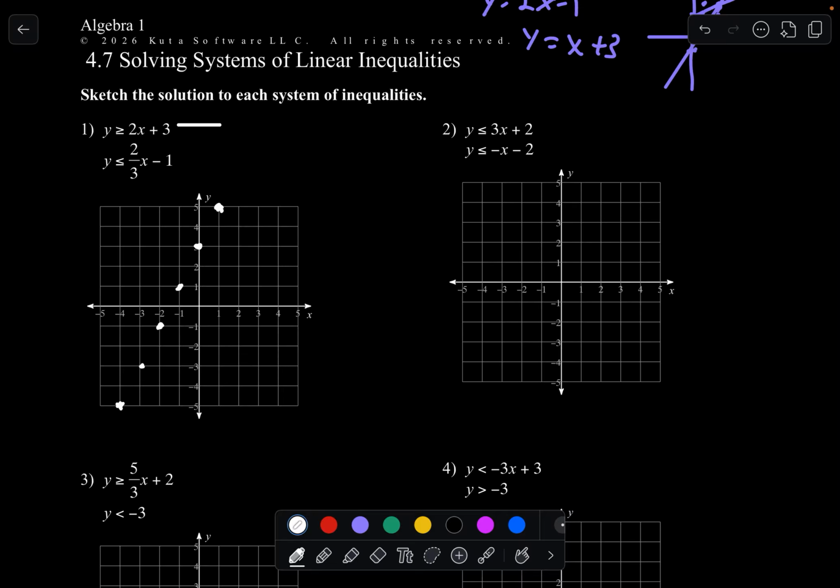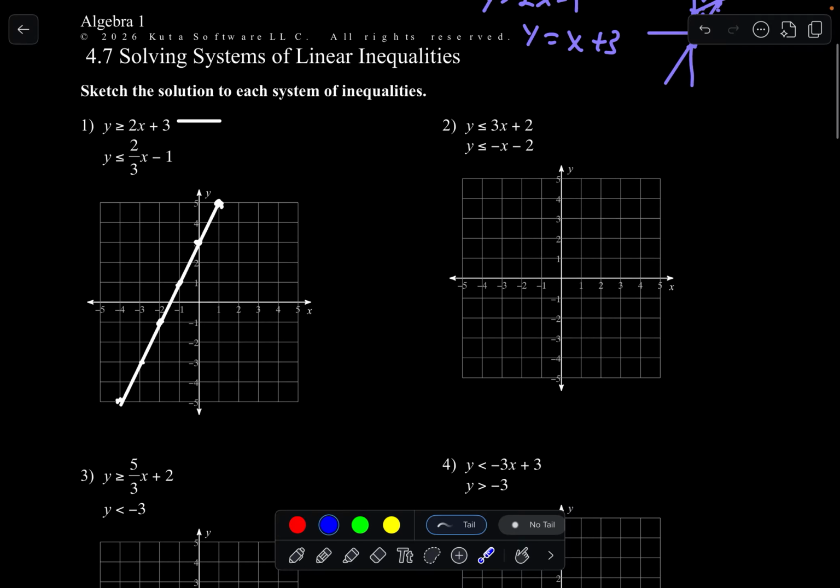I then graph the line. And yes, it looks horrible. That's okay. We got it right there. All right, and it's a solid line. All the rules apply. It's a solid line because it's greater than or equal to.